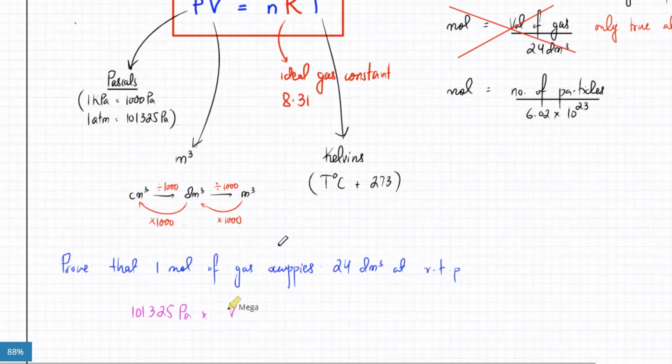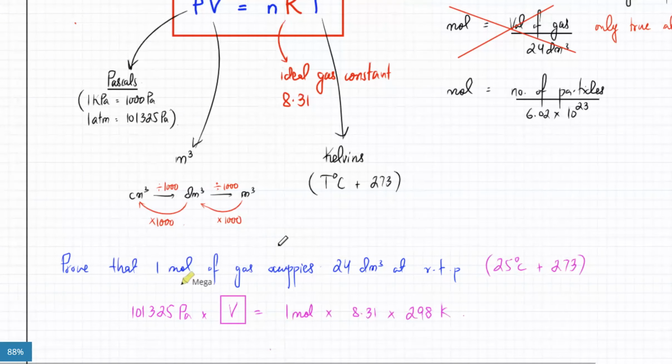So this is PV equal to nRT. n is 1 mole, R is 8.31. And the temperature has to be in Kelvin. So what is 25 degrees centigrade in Kelvins? You add 273 to it. So if you do that, you're going to get 298 Kelvins. So I'm going to try and figure out, do I get the same volume or not?